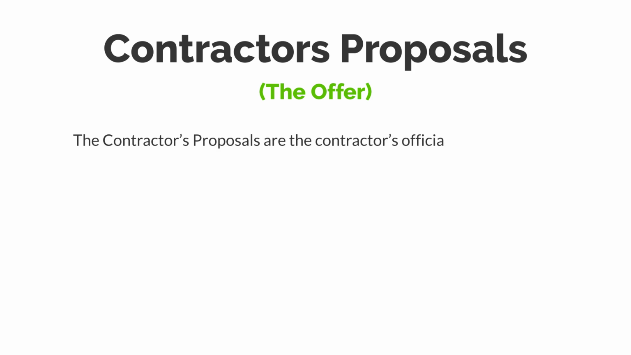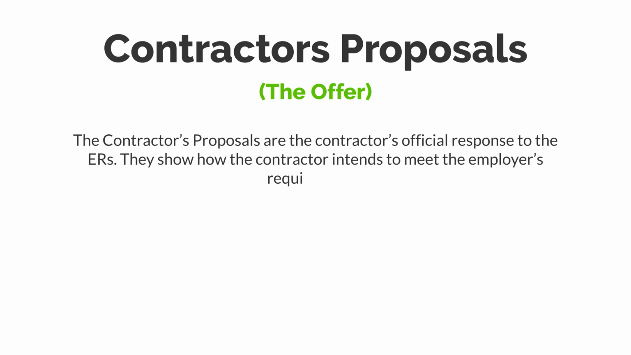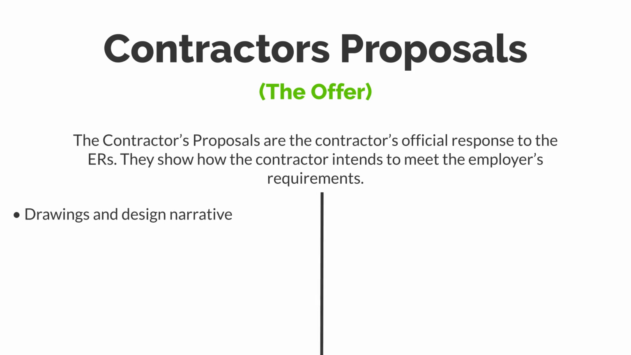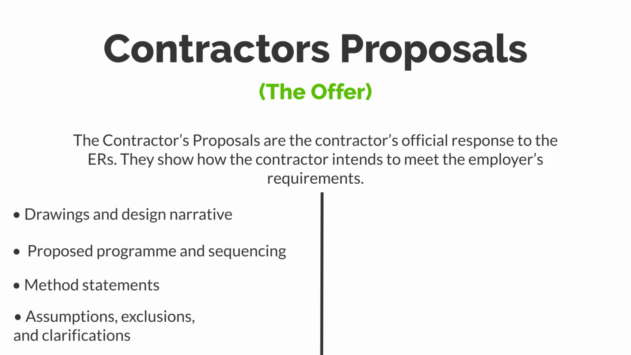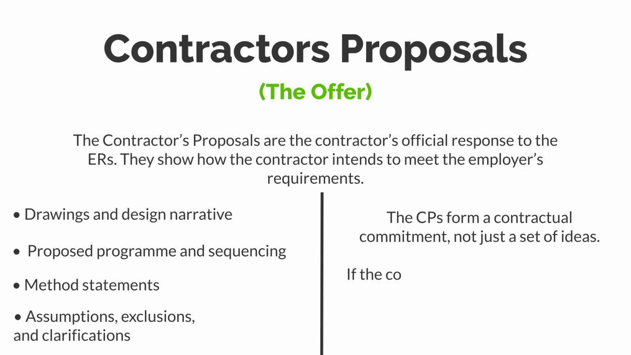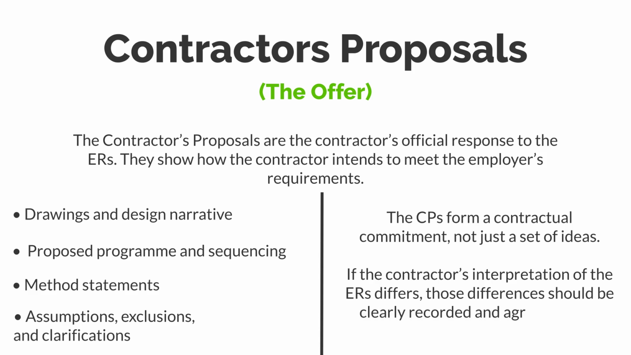Now onto the contractor's proposals, or the offer. The contractor's proposals are the contractor's official response to the ERs. They show how the contractor intends to meet the employer's requirements, from design approach to construction methodology, and everything in between. CPs typically include drawings and design narrative, proposed program and sequence, method statements, assumptions, exclusions, and clarifications. The CPs form a contractual commitment, not just a set of ideas. If the contractor's interpretations of the ERs differ, those differences should be clearly recorded and agreed before contract execution.